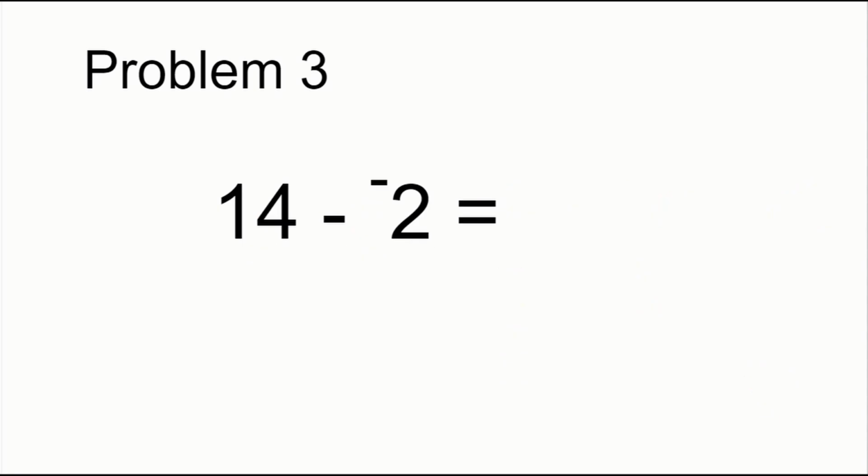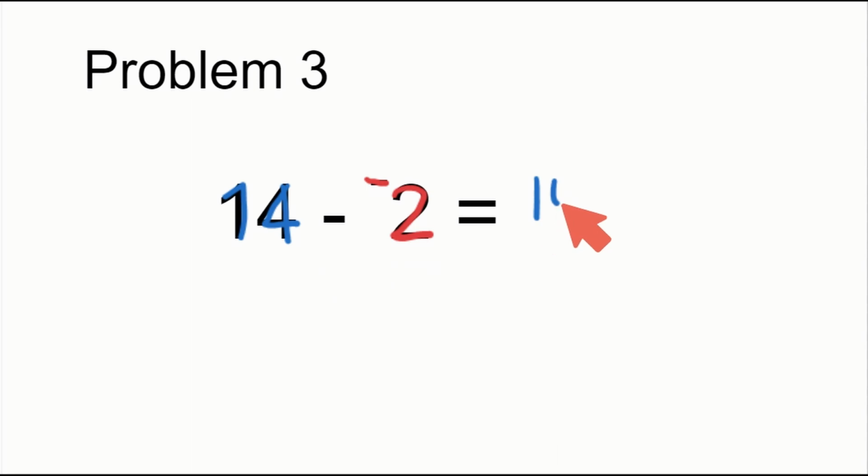Problem 3, 14 minus negative 2. So what do these numbers mean in terms of our tiles? 14 means we have 14 positives or 14 blue tiles. And minus negative 2 means we're trying to take away 2 red tiles. So how can I rewrite this into an equivalent addition problem?